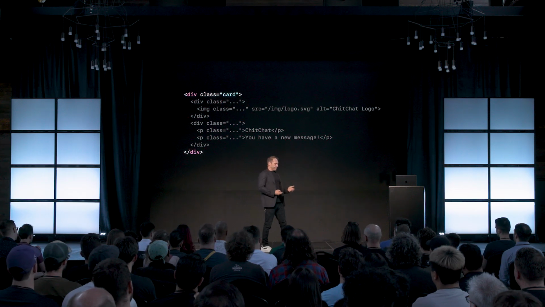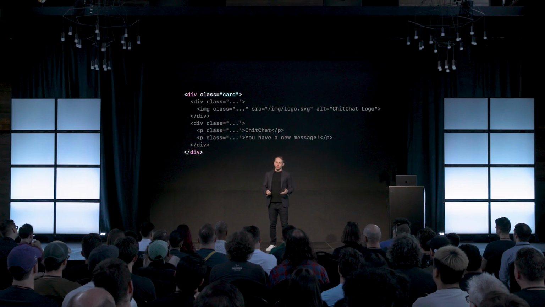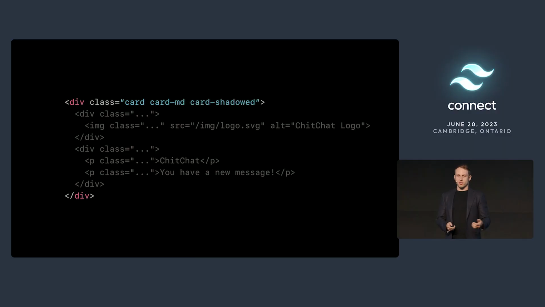So in the spirit of making things as reusable as possible, this led me to do things like break up classes like card into multiple classes. So card MD here is responsible for setting the max width of the card, and card shadowed is responsible for saying, well, this card should have a shadow. And that way I can use the card class without that modifier if I ever just want to make a card without a shadow.